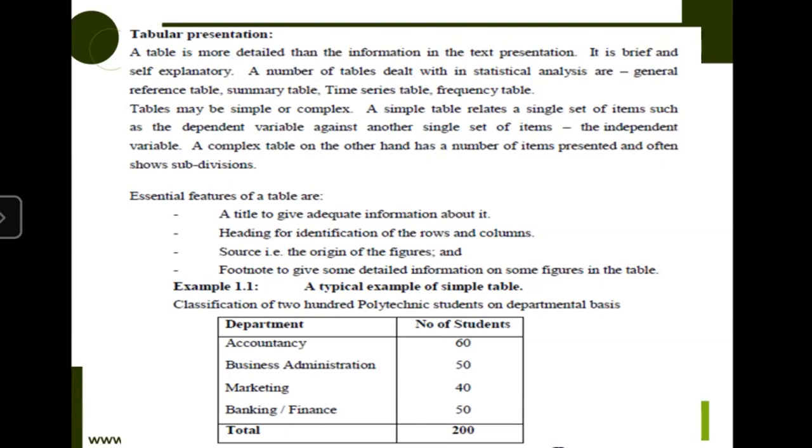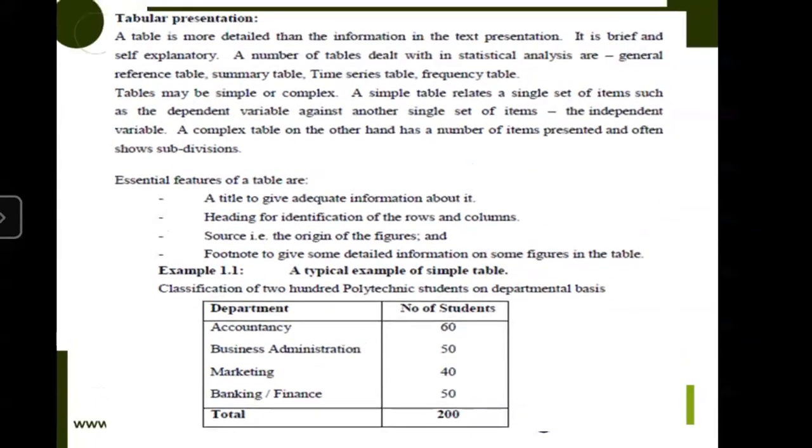An example can actually be found. A typical example of a simple table is what is represented here. Let's say in a school, we have departments which include accountancy, business admin, marketing, banking and finance. And the numbers of students in each class are given as follows: 60, 50, 40, 50. Altogether that makes 200 students. Out of the 200 students, this is a table. As you can see, that is a table.